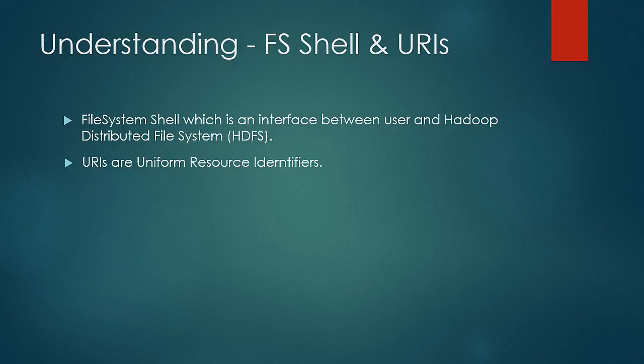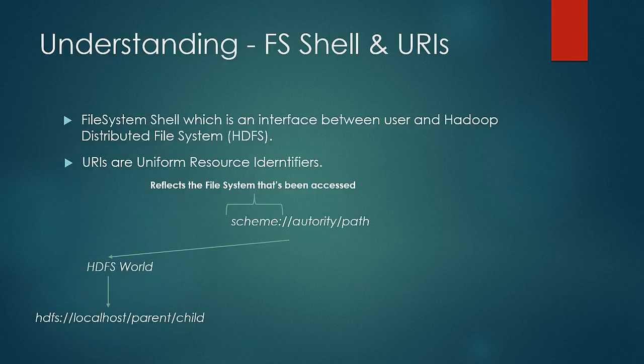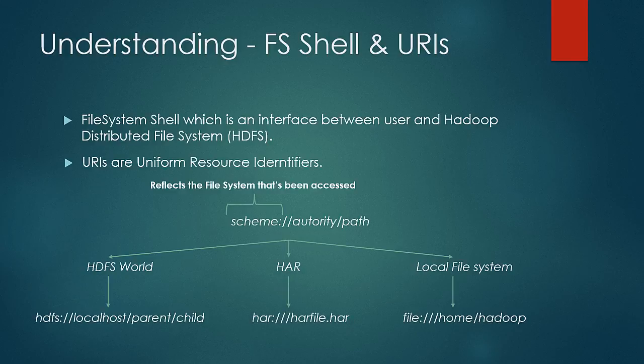Uniform Resource Identifiers are paths of files in the following format: scheme, authority, and the actual path. Scheme can be of various types depending upon the file system it accesses. It can be HDFS for files on HDFS, local for files on the local machine, FTP for a file system backed by an FTP server, HAR, also known as Hadoop Archive, which is a file system layered on top of HDFS, and so on. So in short, Hadoop FS shell can access files from various file systems, and so scheme and authority have to be put accordingly.